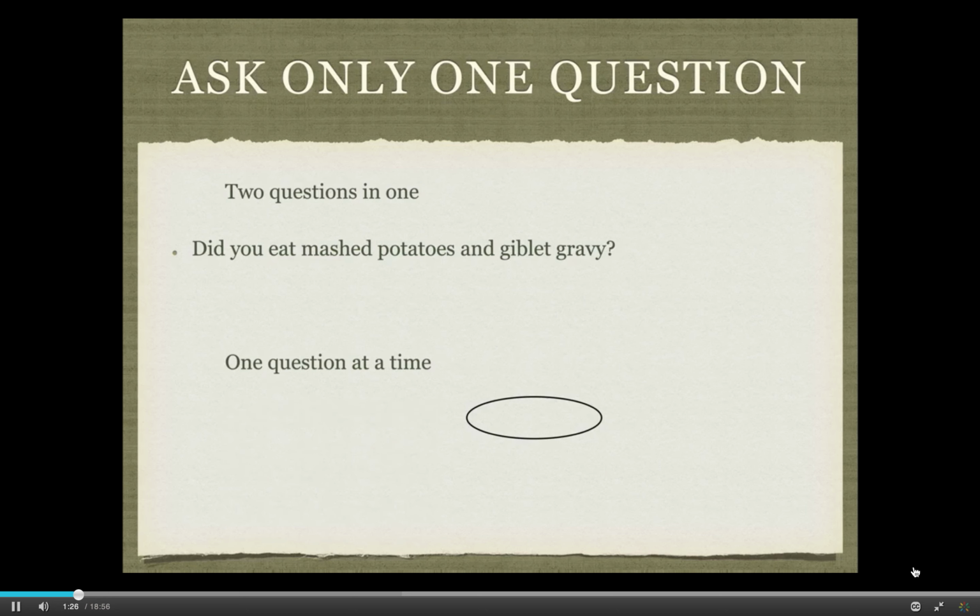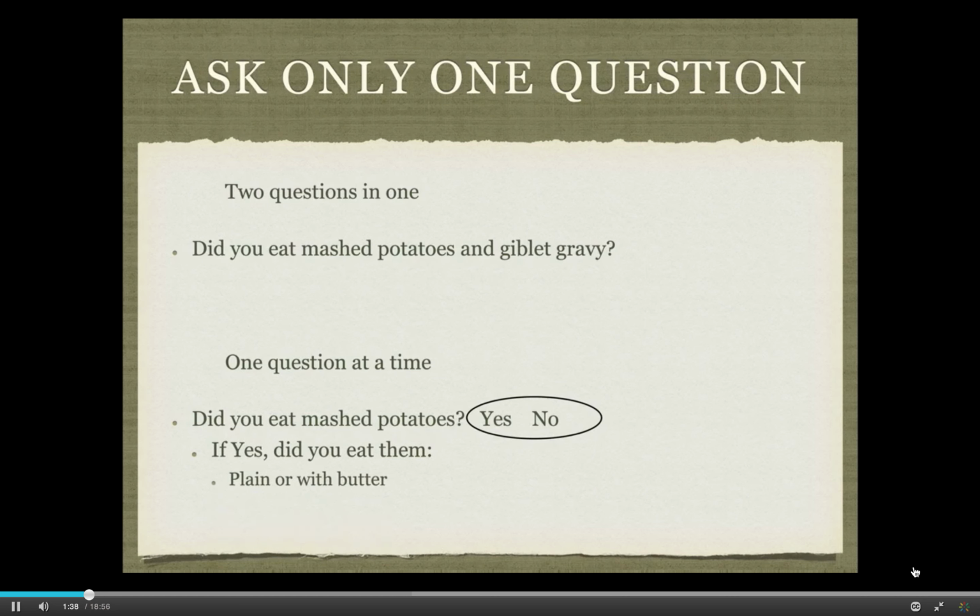If you ask it one question at a time, it would look a little like this. Did you eat mashed potatoes? Yes or no? If yes, did you eat them plain or with butter? With giblet gravy? So you're giving your participant the option of telling you what they had their mashed potatoes with, if they indeed had mashed potatoes.